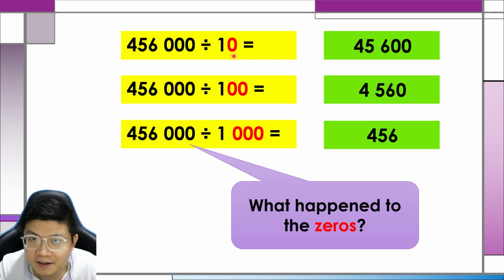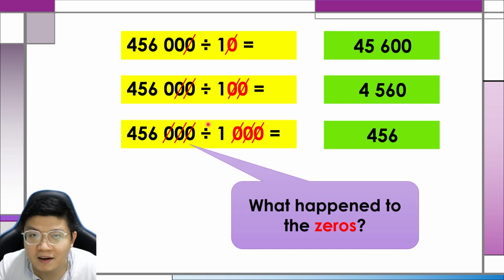456,000 divided by 10. Now, how many zeros does it actually remove? It actually removes 1 zero, right? When divided by 100, it actually removes 2 zeros. Alright, when divided by 1000, it actually removes 3 zeros. So this kind of removal is so-called simplification, where I cancel with a line like this. I cancel here 1 zero and 1 zero. So here I cancel 2 zeros and here cancel 2 zeros. And here I cancel 3 zeros and 3 zeros.